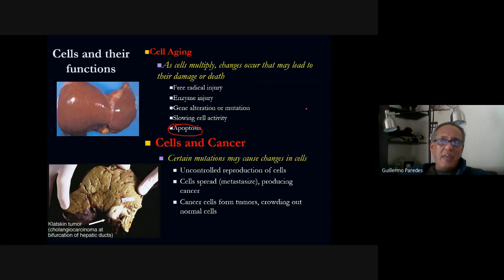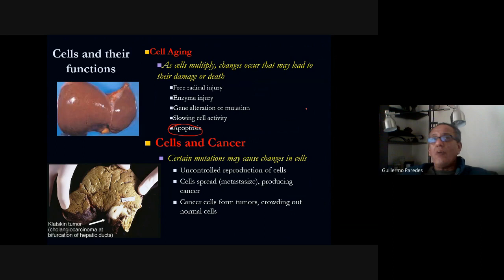So the cells know when to be born, when to grow, when to reproduce, when to mature, and when to die. So the cells that you have in your body are not the same cells that you had 1 year ago, or 2 years ago, or 7 years ago. The cells are always being replaced.